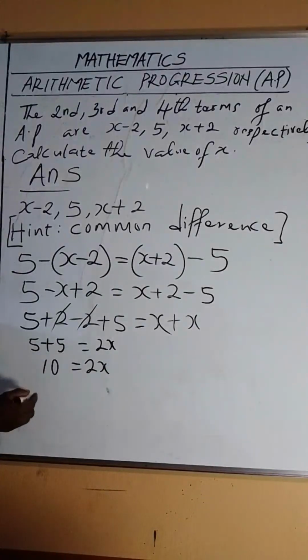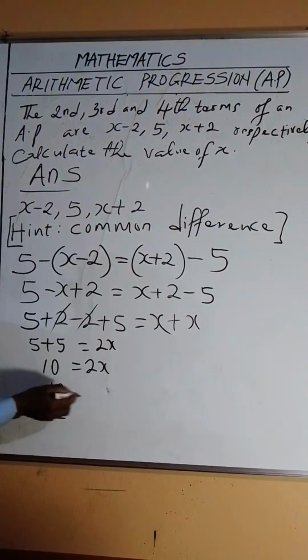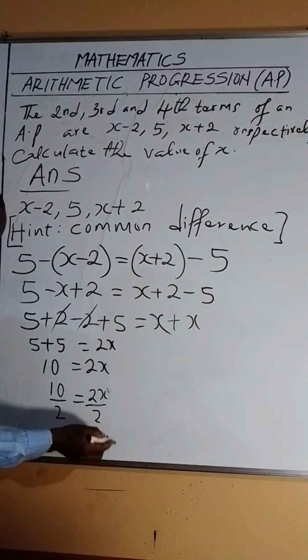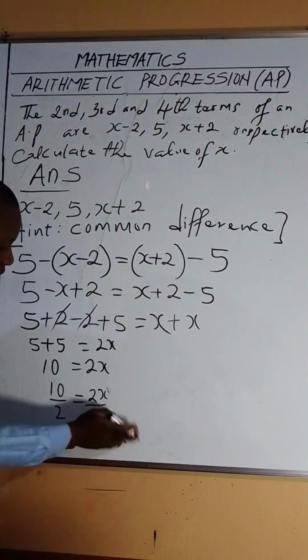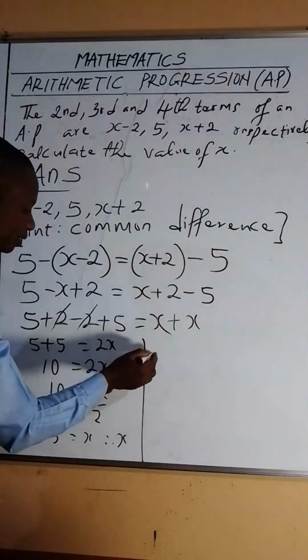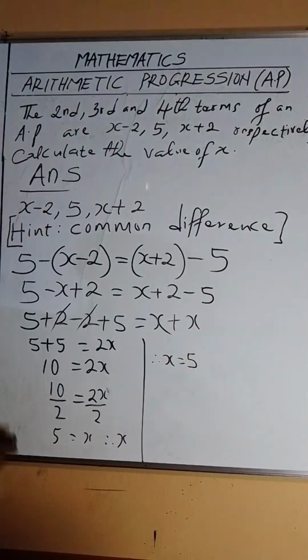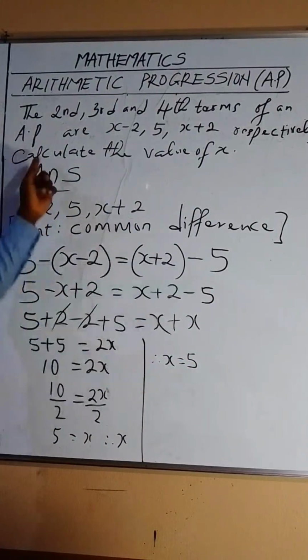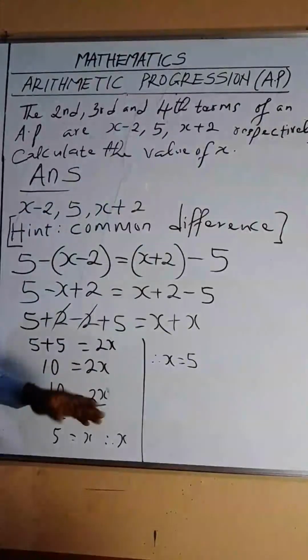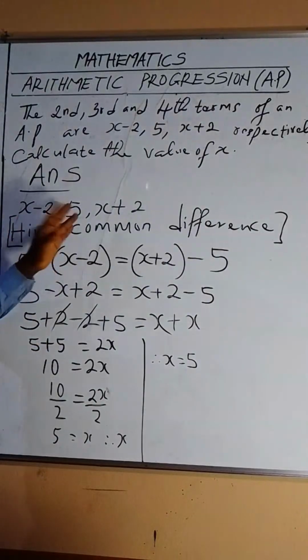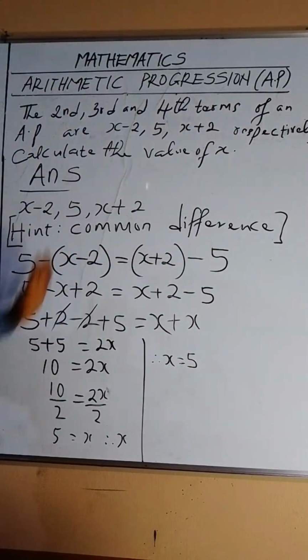So we can divide both sides by 2. We divide by 2 by these 2, and that gives us 5 equals to x. Therefore x is equals to 5. So that is the solution. This is x. We have to calculate the value of x based on common difference strategy. This is the common difference strategy that we are going to use, and that was what we have used.